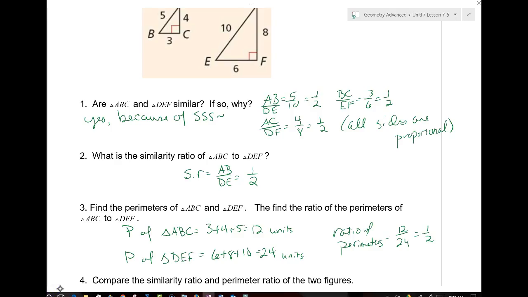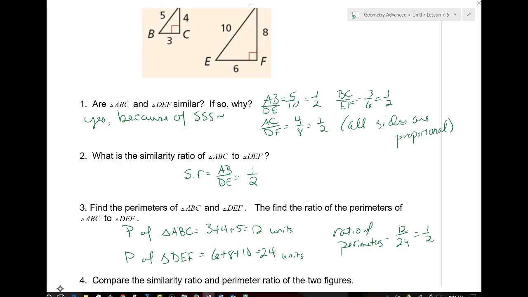All right, most of you, I went through and filled in 1 through 3. It says, are triangle ABC and DEF similar? If so, why? A lot of you said all sides are proportional, but what theorem proves that? Side, side, side similarity. So yes, because of side, side, side similarity. And I showed my ratios were all the same, right? Because if one of them messed up, they weren't going to be similar.